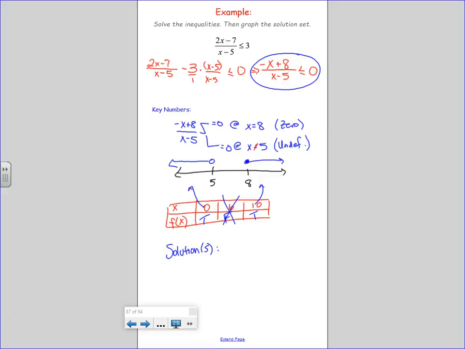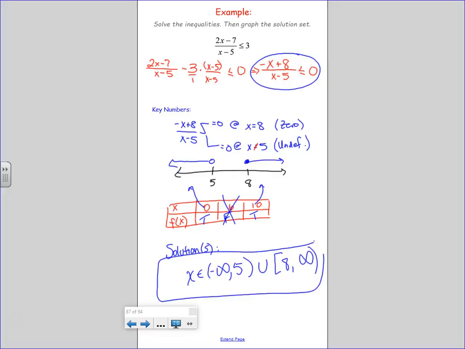So how do we write that? Parentheses, negative infinity to 5, parentheses. It's okay, we'll help each other. And then bracket, 8 to infinity, then parenthesis. How's it looking? Okay, so, let's go.